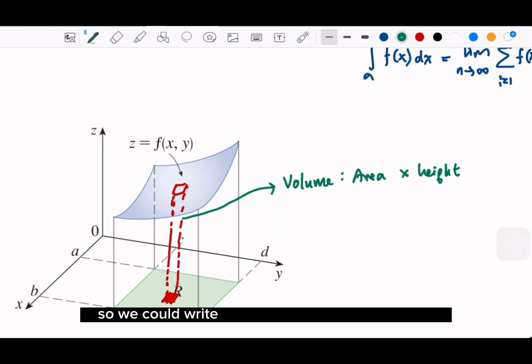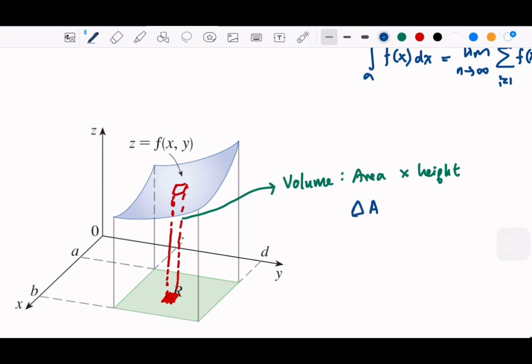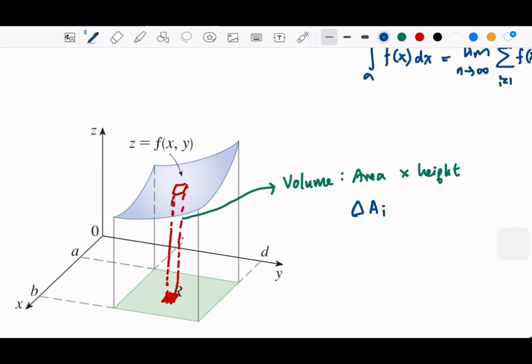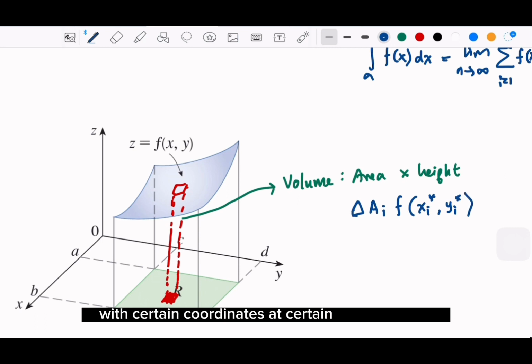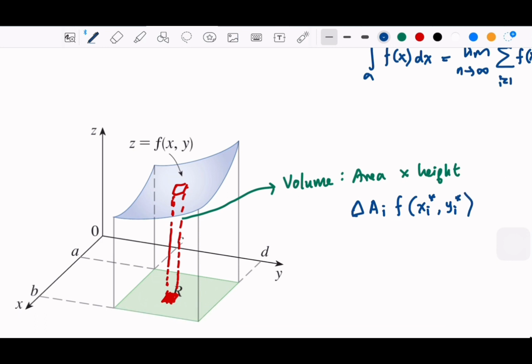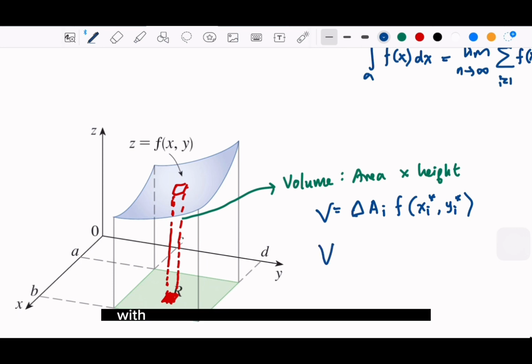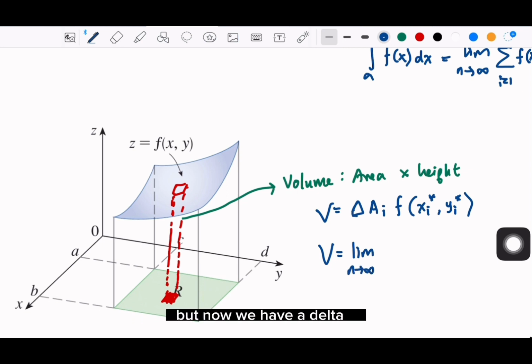So we could write the area as, let's say, delta A. Suppose a small segment of all the components, and then multiply with the height. The height is the function itself. So let's say we take sample points, and then multiply with the f with certain coordinates at certain sample points. Simply, if we add all together all the volume, then we are going to do the same thing as in calculus 1, which is take the limit, but now we have a delta A.